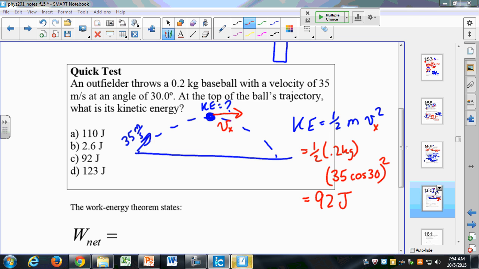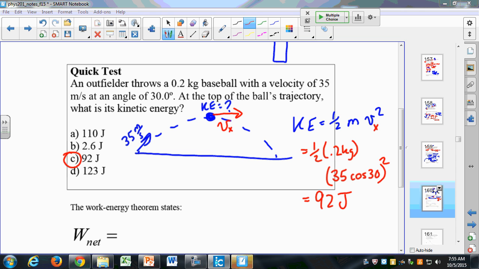Let's see what y'all did. Yeah, so if you put D, you just didn't do the cosine 30 at all. So that's not right. The C is the right answer, just because you want the velocity at the top of the trajectory. And while it did have a velocity down here of 35 meters per second, it has a velocity here of some fraction of that. That's just the x component. So it did lose kinetic energy as it goes from here to here.